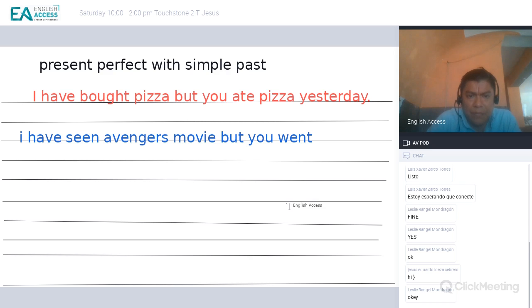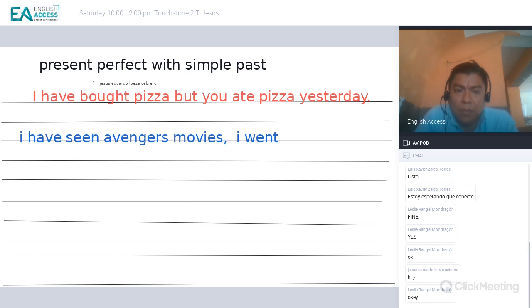And you don't have to say but. I have seen Avengers movies. No but. Erase but. You can say I have seen Avengers movies, comma, comma, and you can say I went yesterday, with a capital I. Remember, when I is a pronoun, it's always in capital form.